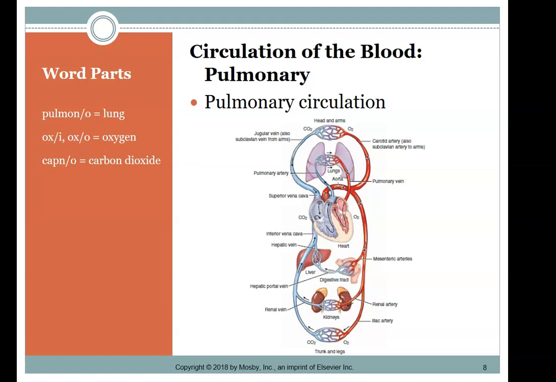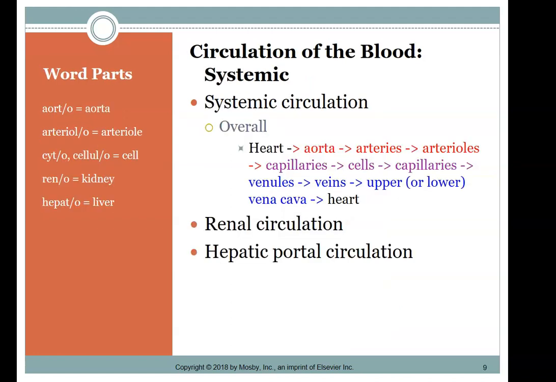Note that the pulmonary circulation is about the exchange of oxygen and carbon dioxide with the cells of the lungs. Your word parts: pulmo equals lung, oxy or oxo is oxygen, and capno is carbon dioxide. The systemic circulation describes the exchange of gases and substances between the blood and the cells of the body.